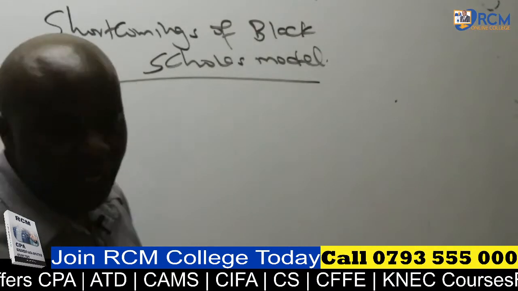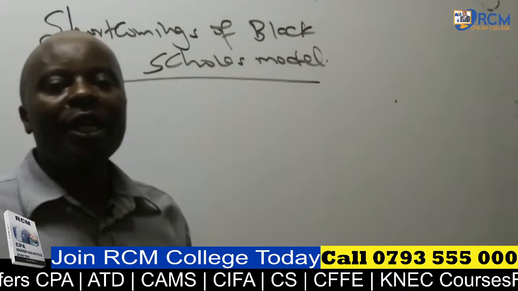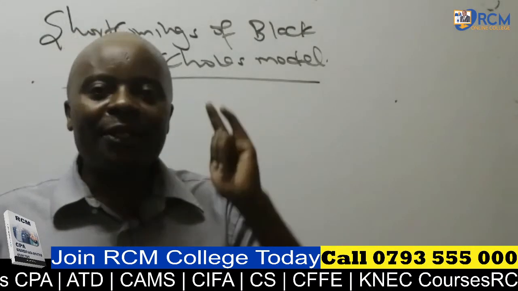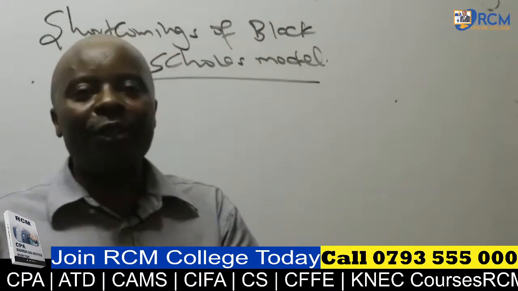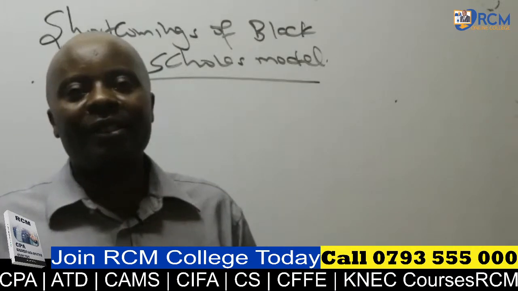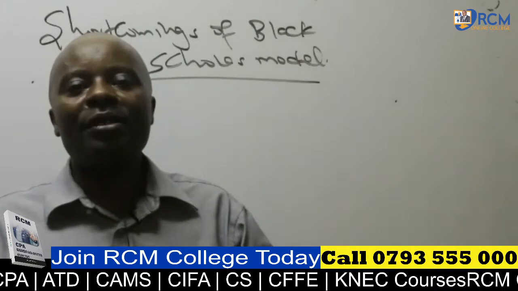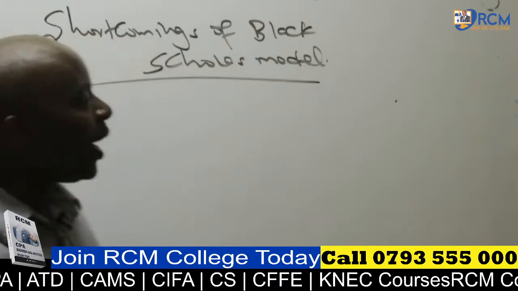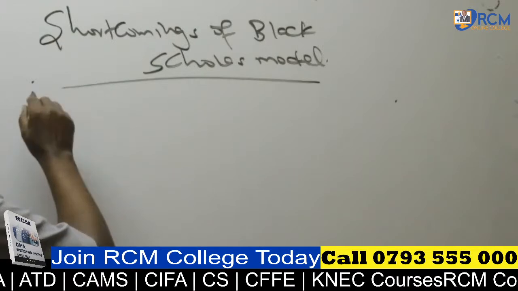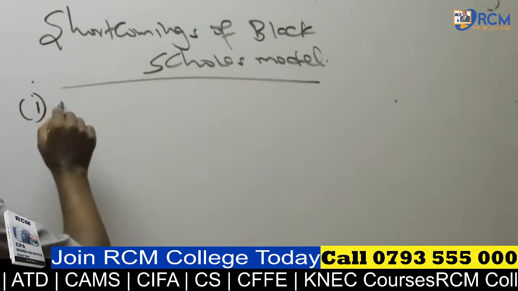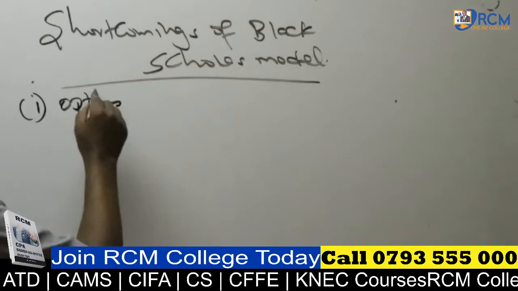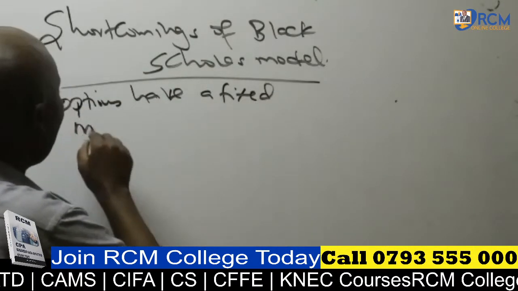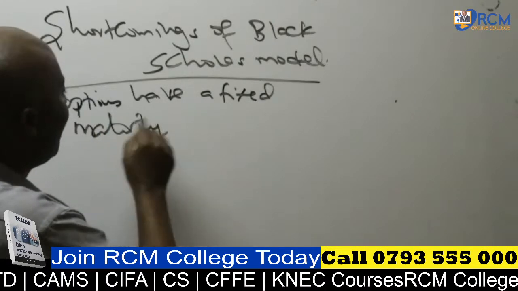Ladies and gentlemen, this model assumes that so many things are constant. If you can remember, Black-Scholes is this model where you are supposed to get D1, D2, VC, VP. That model of D1, if you remember D1 equals. So it makes so many assumptions. Number one, it assumes that all options have a fixed maturity period.